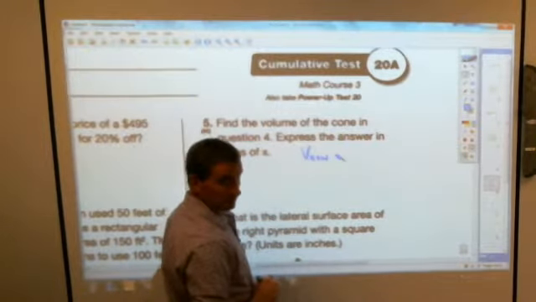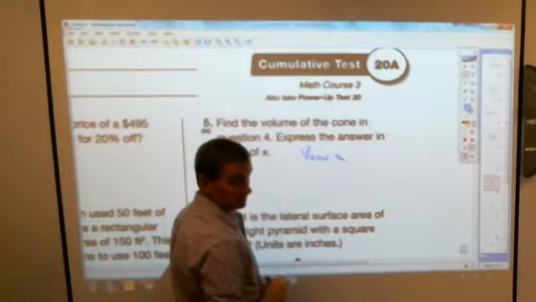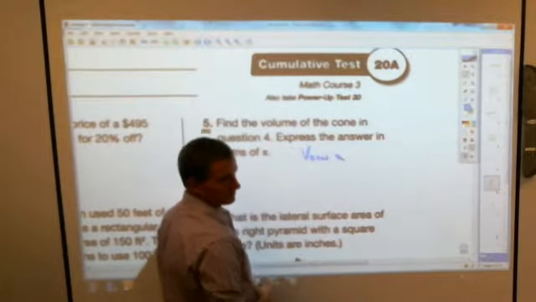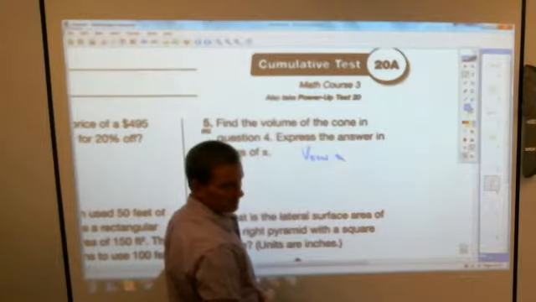Did you have the volume formula? I couldn't find it. I kept on looking in the book and I couldn't find it. Do we ever put it in our notes? Is it in your notes? I have it in mine.